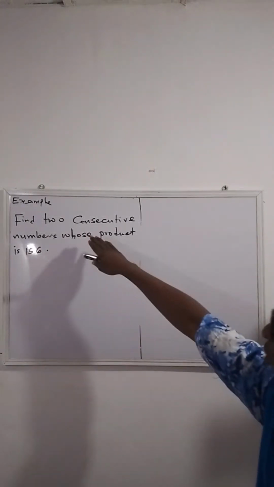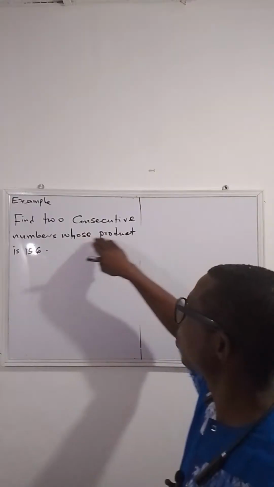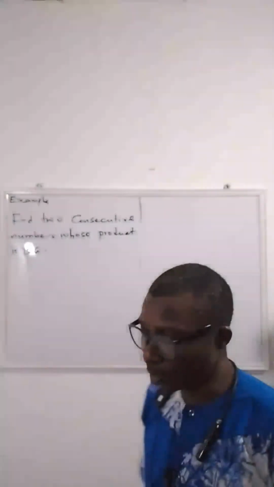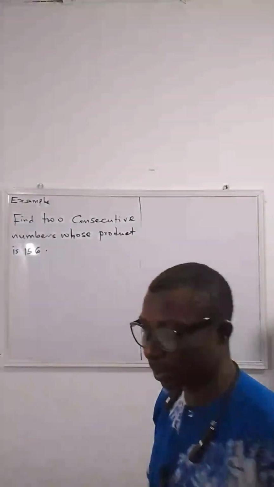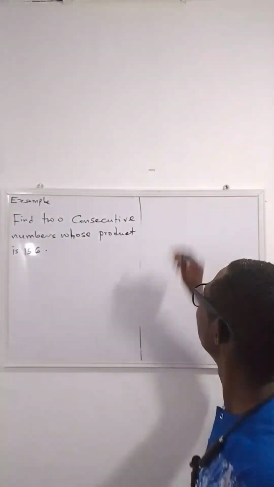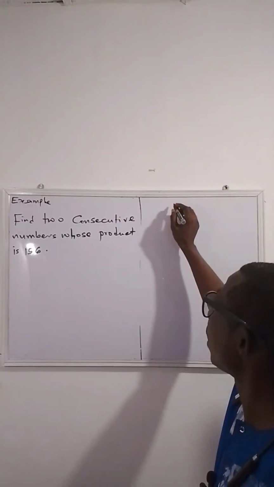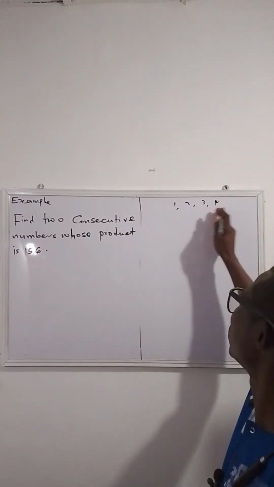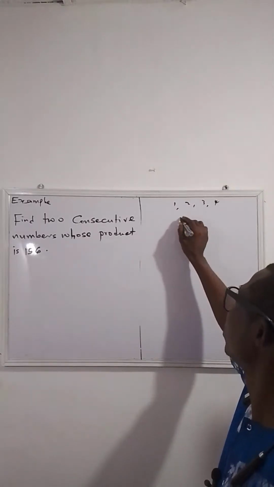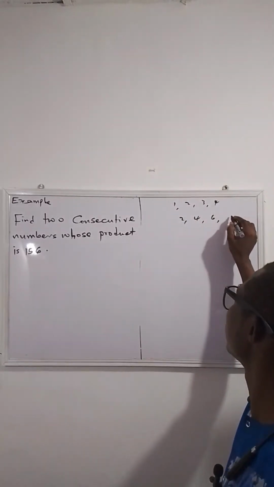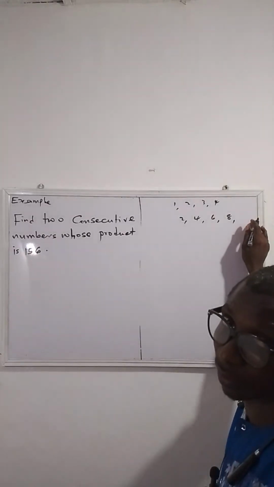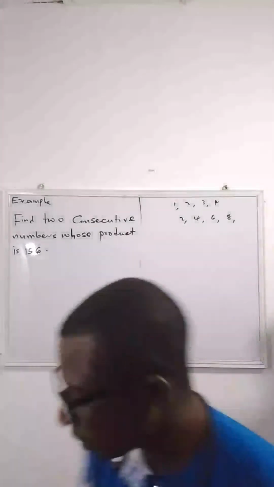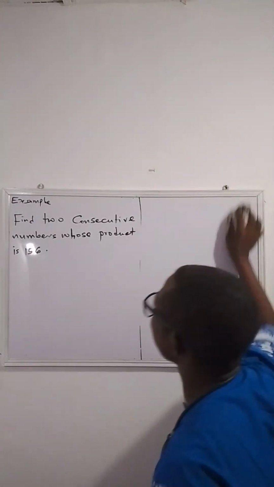Now we have to find two consecutive numbers whose product is 156. When we say consecutive, that means numbers that follow each other. Examples of consecutive numbers are 1, 2, 3, 4. You can predict the next one, so they are consecutive. I can have it this way: 2, 4, 6, 8. They are consecutive numbers. All right, so now let us look at what we have here.